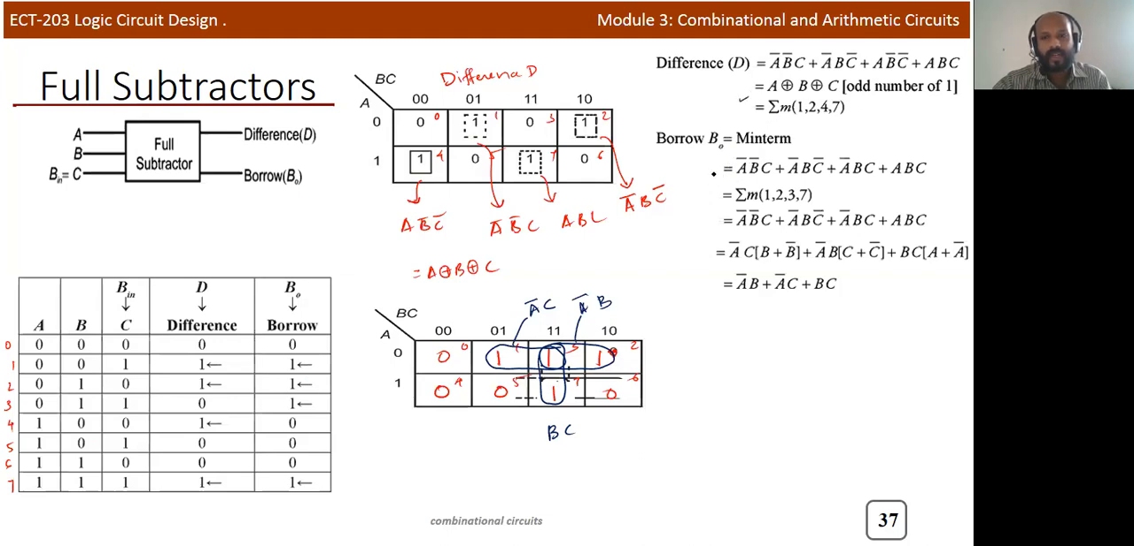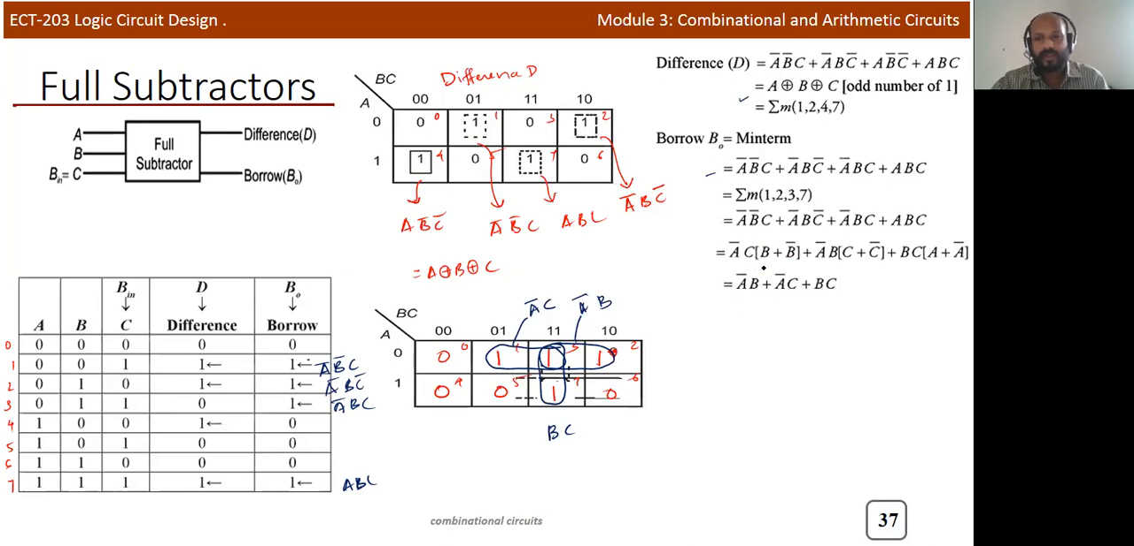And borrow also you can write in direct form. From the table itself you can write what is 1. So here you can write A bar, B bar, C without simplification. Here it is A bar, B, C bar. Here you can write A bar, B, C, and finally you can write A, B, C. So that is written here. Or you can write 1, 2, 3, 7. That's also written. Okay. And after grouping, finally you'll get A bar B plus A bar C plus BC.